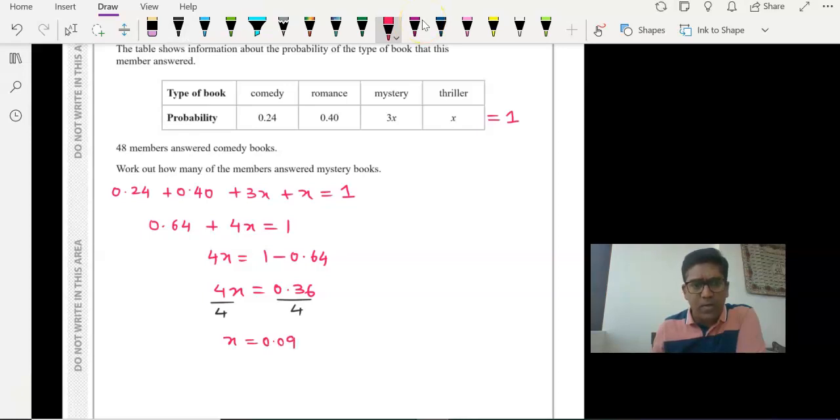Now once I have the value of x, I can find the missing probability. So the probability for thriller is x, which is 0.09, whereas the probability of mystery is 3 times x. So 3 times 0.09 will give you 0.27.